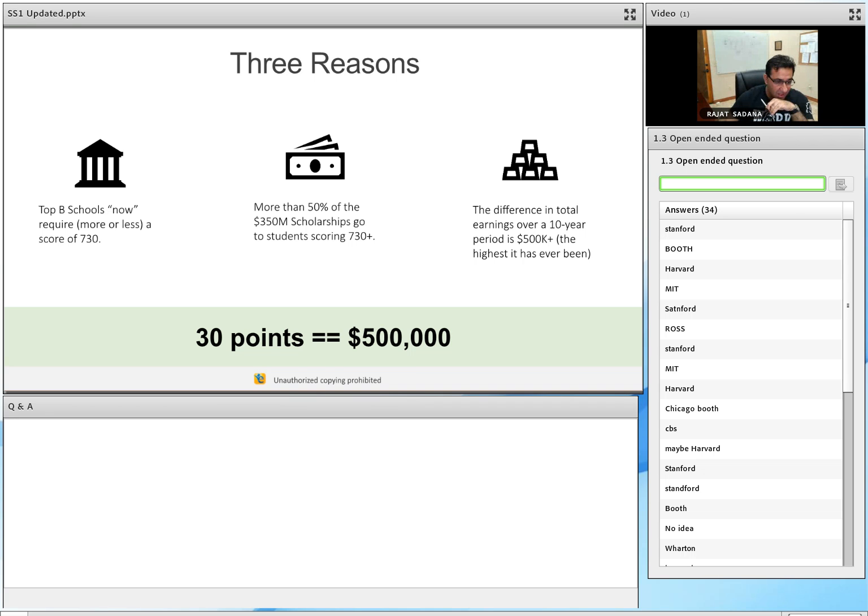Okay, Jatin says, and this is where you analyze, this is a really interesting data point. Jatin says $500,000 over 10 years is 5,000 per year, or about 50,000 per year. Jatin, that's the math which is wrong. Now 50,000 per year is $4,200 per month, which I think is pretty good.